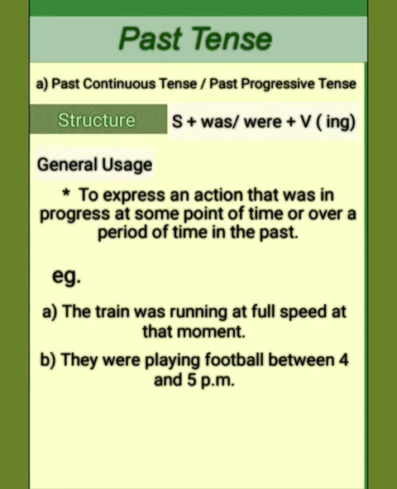Next is past continuous tense or past progressive tense. And the structure is subject plus was or were plus verb ing form. So, past continuous tense is used to express an action that was in progress at some time or over a period of time in the past. For example, the train was running at full speed at that moment. Example number 2, they were playing football between 4 and 5 p.m.